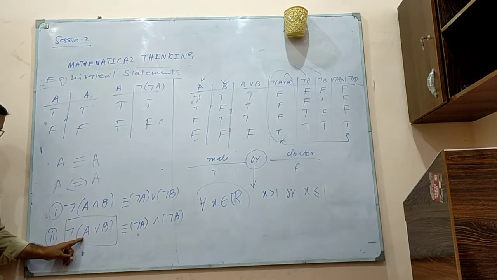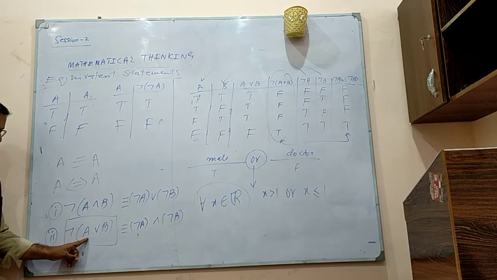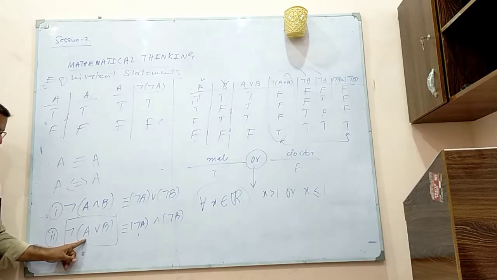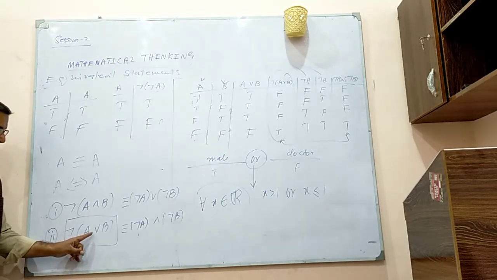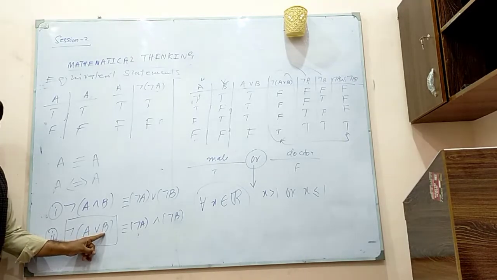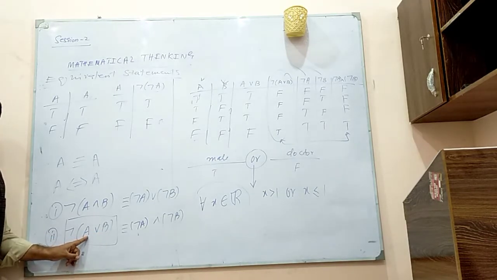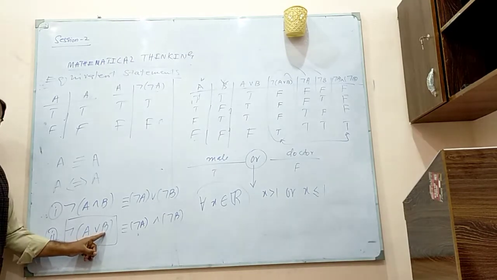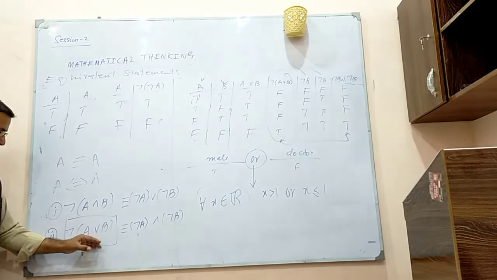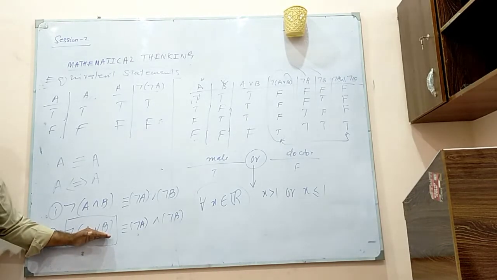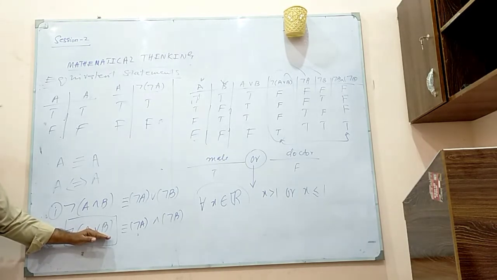Let's take one example. I am going to attend a wedding ceremony, or my brother is going. A means I am going, or B means my brother is going. Let's assume this sentence to be true. It means I assure you that I will come to your wedding ceremony, or my brother will come.